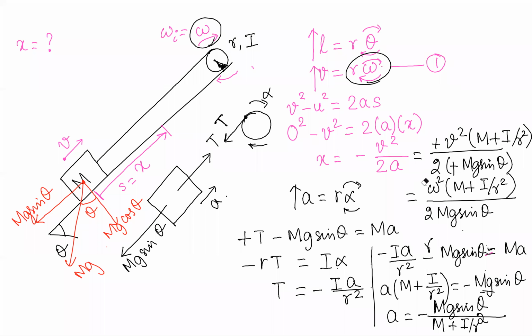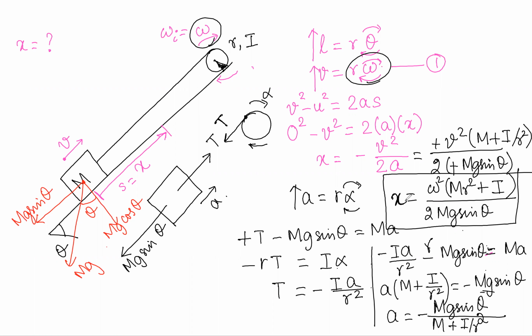You multiply the entire thing with R square. So instead of M, you will get MR square, and instead of I by R square, you will simply get I. So this thing over here is the distance that the block will travel: omega square into (mr square plus I) divided by 2 mg sine theta.